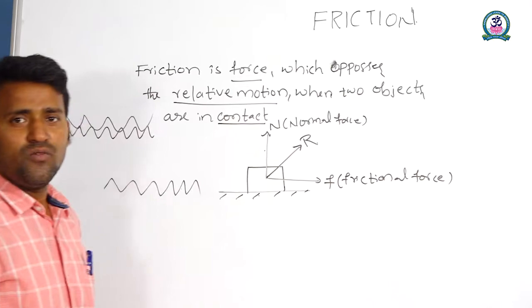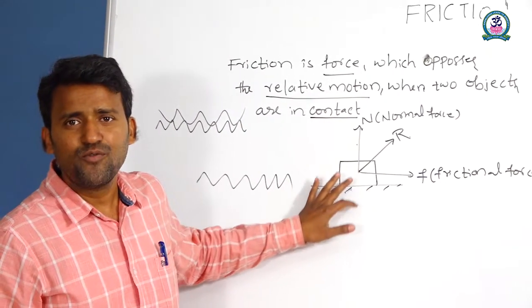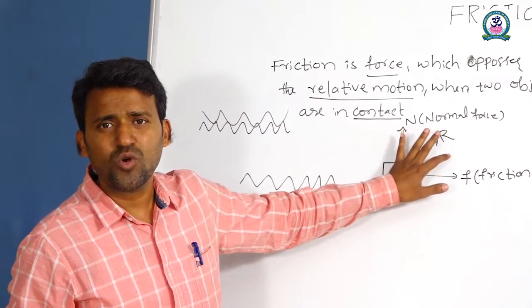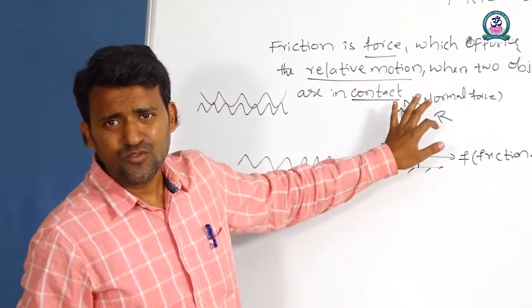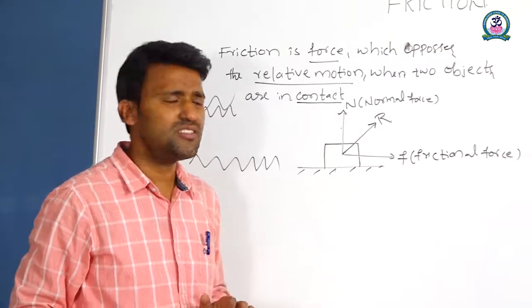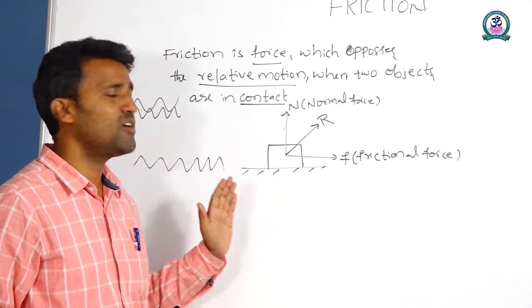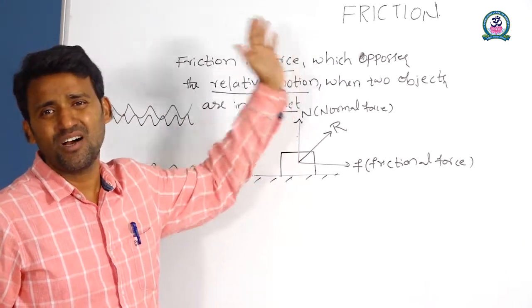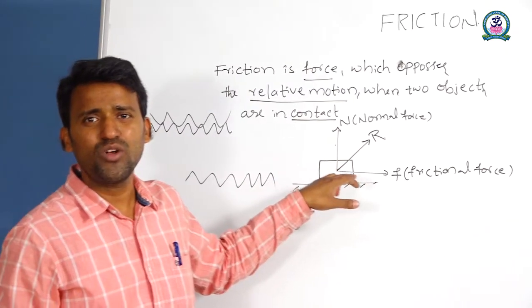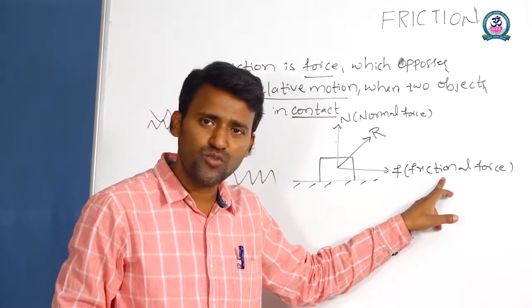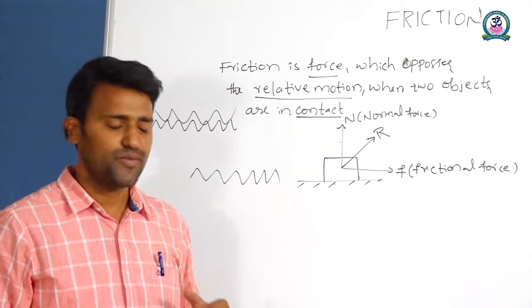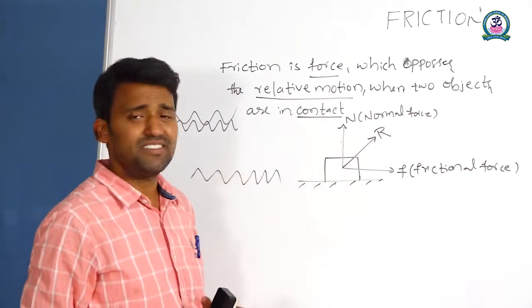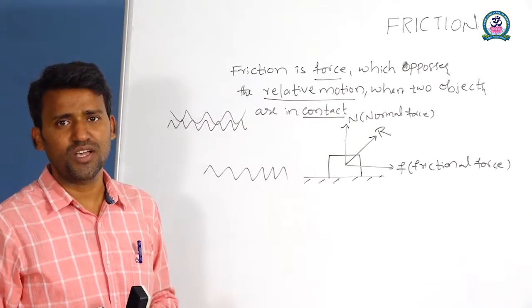Once again, when two objects are in contact, a force exists. That force is called reactional force or contact force. Here the contact force is resolved into two components: one is the horizontal component and one is the vertical component. The horizontal component is nothing but the frictional force, and the vertical component is called the normal force. Okay, this is about the diagram and the contact force.